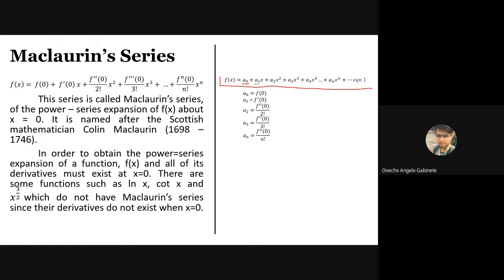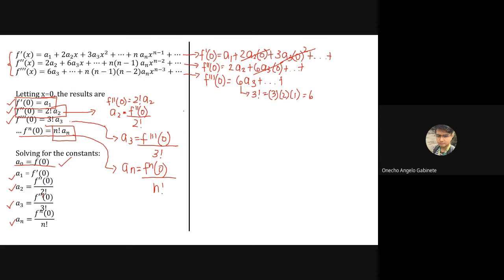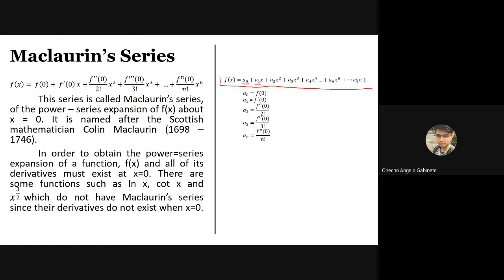Next, what is our a sub 1? From earlier, a sub 1 equals f prime of 0. So, here it is. Next, a sub 2, I will replace with this. A sub 3, I will replace with this. A sub 4, I will replace with f up to the fourth derivative of 0 over 4 factorial, and so on.